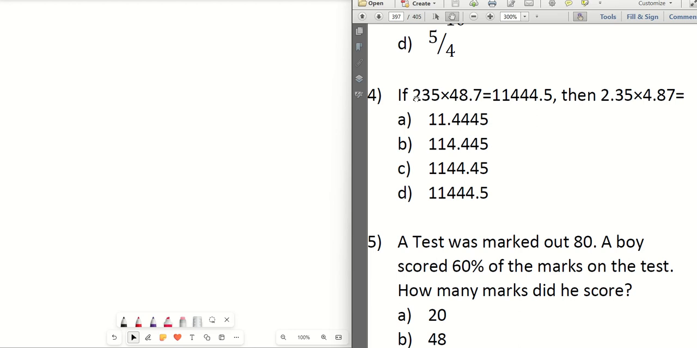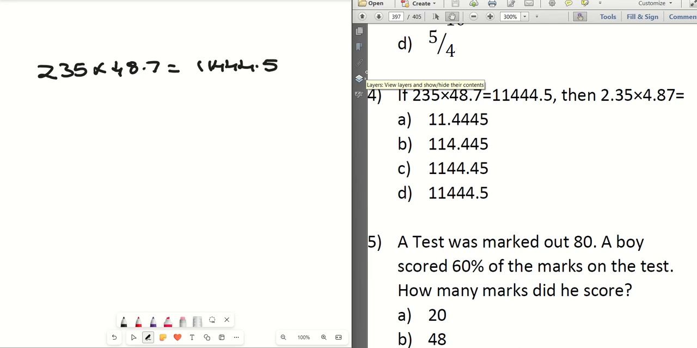Number 4. If 235 multiplied by 48.7 is equals to 11,444.5, right? That means 235 multiplied by 487 is 11,4445. Remember, and this is just to recall, when multiplying decimals, right?